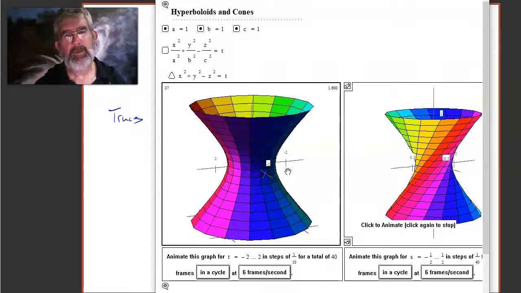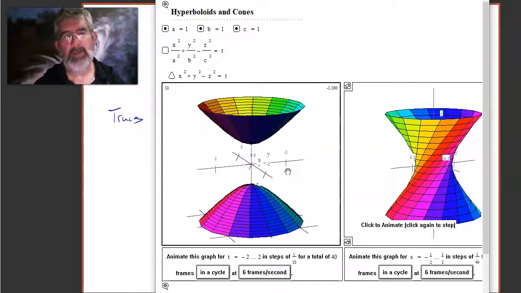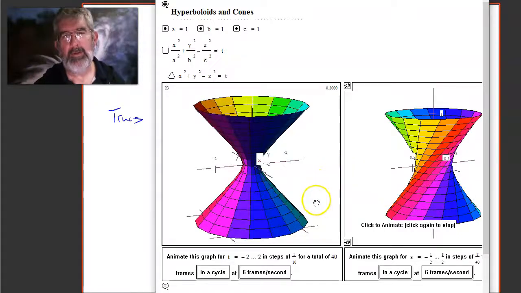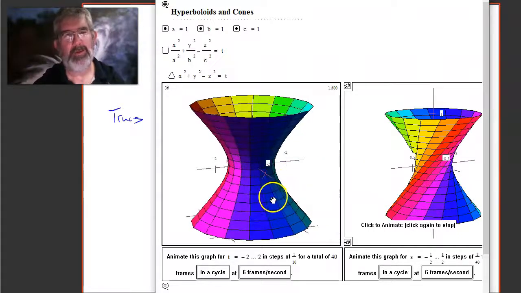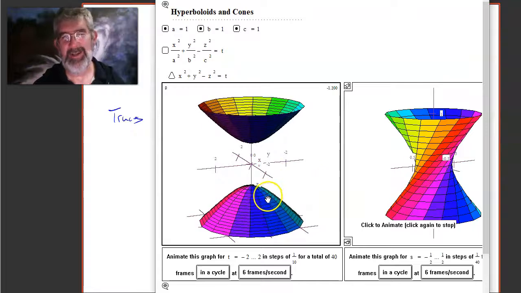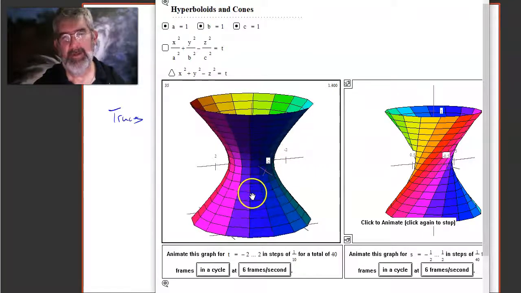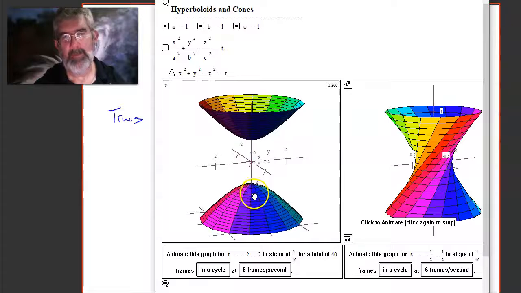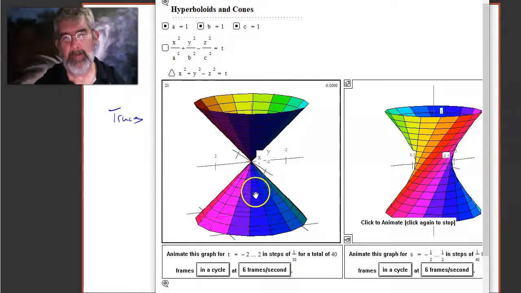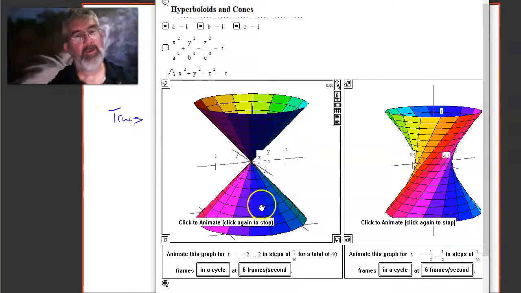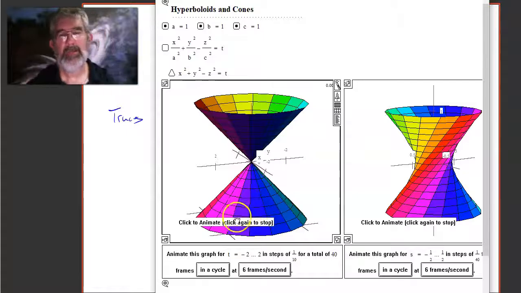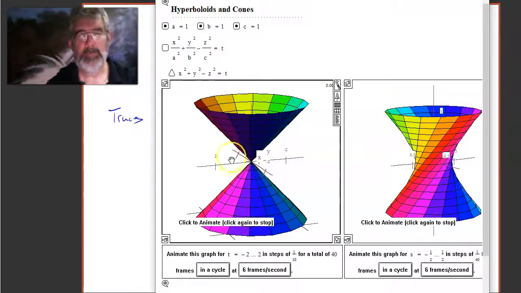The hyperboloid of two sheets turns into a hyperboloid of one sheet, and right in the middle there's a spot. I missed it. Let's try again. Right in the middle there's a spot where this is a cone. Okay, let's take a look at what's going on there.